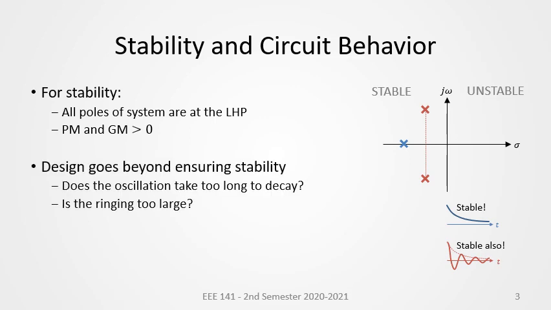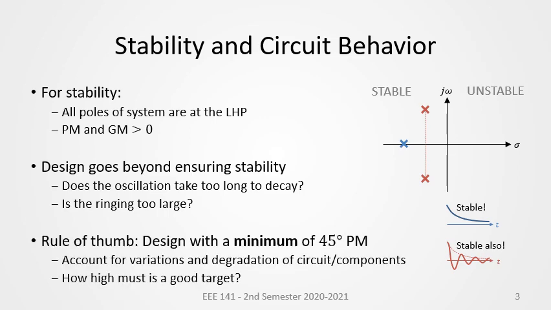However, the design of our electronic systems goes beyond ensuring stability. We also need to evaluate if the oscillation is taking too long to decay or if the ringing or oscillation is too large. As a rule of thumb, to ensure stability, we can design our system to have a minimum phase margin of 45 degrees. This gives the system some margin to account for variations and degradation of the circuit or its components.